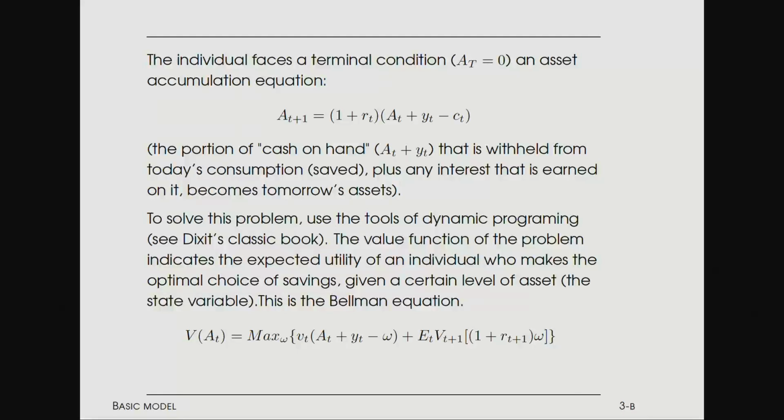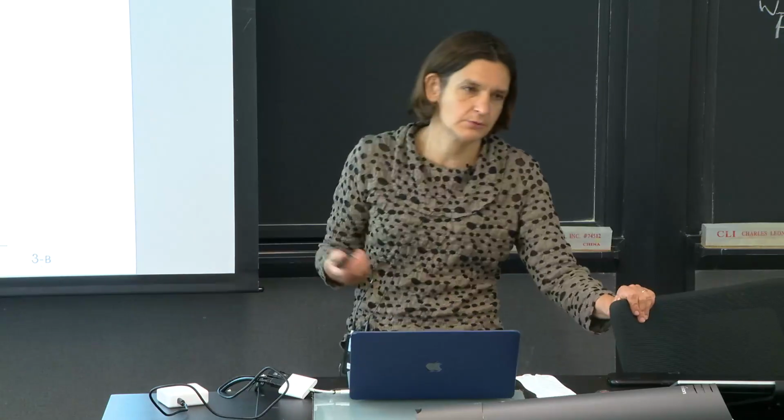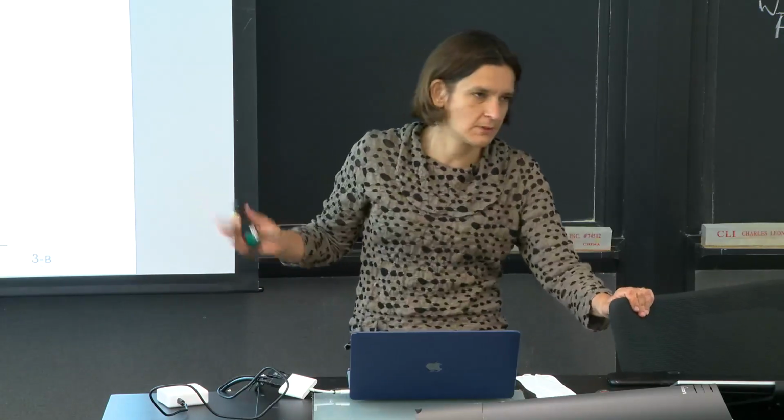So the value of your assets is the maximum over any possible value of omega_t, your saving, of the instantaneous utility of consuming a certain amount, plus the expected value at t plus 1 of the assets you're going to be left with if that's your choice of saving and borrowing. At this point, we are making no assumption about whether I'm talking about savings, but it could be negative saving, which would be borrowing. So that's the Bellman equation.